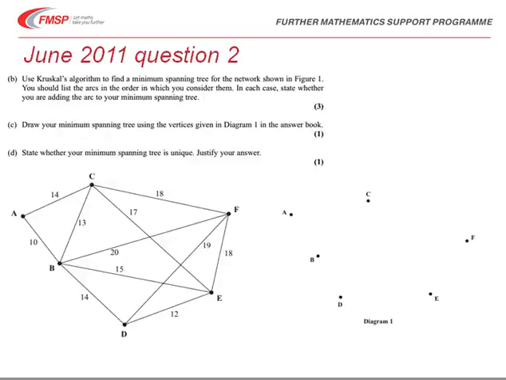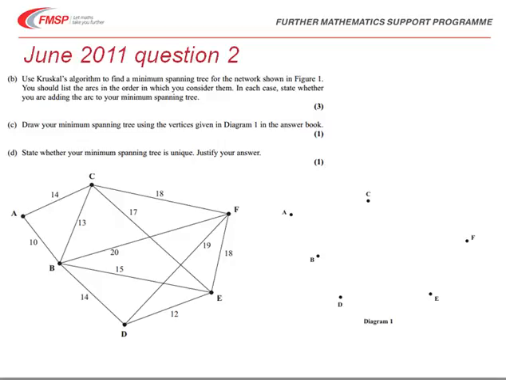We're then asked to go on and use Kruskal's algorithm to find a minimum spanning tree for the diagram, and also to draw the minimum spanning tree and to state whether it is unique or not. Now, I would suggest that we always in these questions, if you're asked to draw a minimum spanning tree, that you do it as you're doing part B of the question. It makes sense because it keeps track of whether you've got loops forming or not.